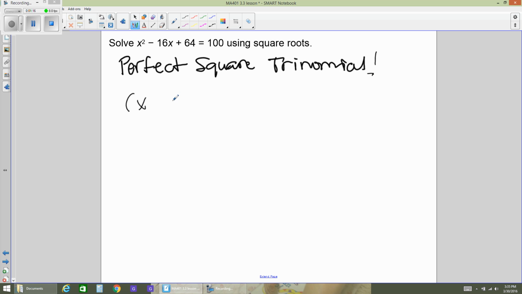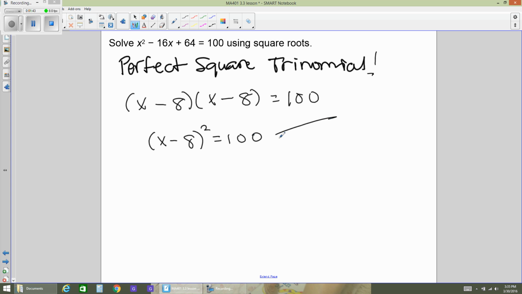What multiplies to make 64 and adds to make 16? It's an 8 and an 8. And in order to multiply to make a positive 64 and a negative 16, they both need to be negative. Which means this problem can actually be written just like this. The quantity of x minus 8 squared equals 100.